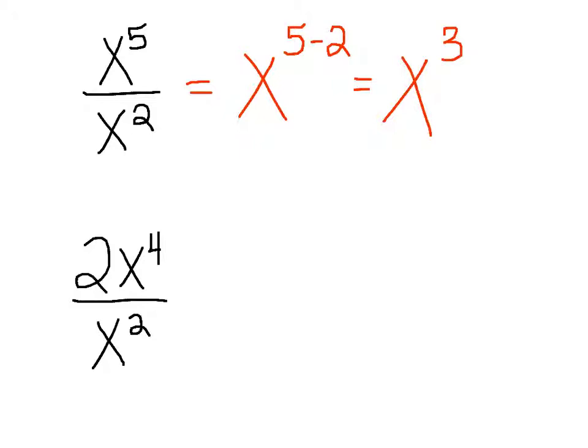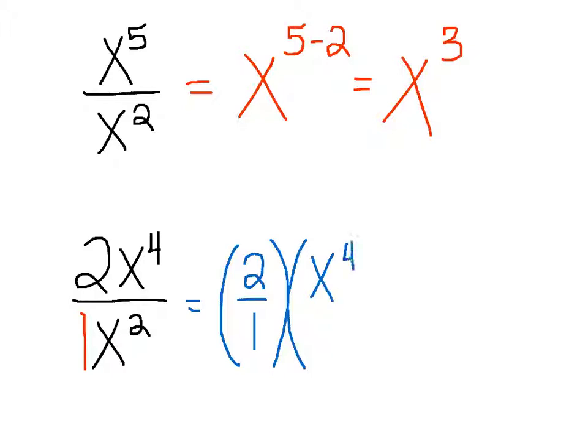Now, with this second example, I have 2 times x to the fourth divided by x squared. If there's no number in front of the variable, remember, the number 1 is implied. So, the best way to solve these is to keep the numbers together and keep all common variables together, and then simplify. Well, 2 divided by 1, remember, we are not subtracting, we are dividing. Dividing, this is our most common mistake.